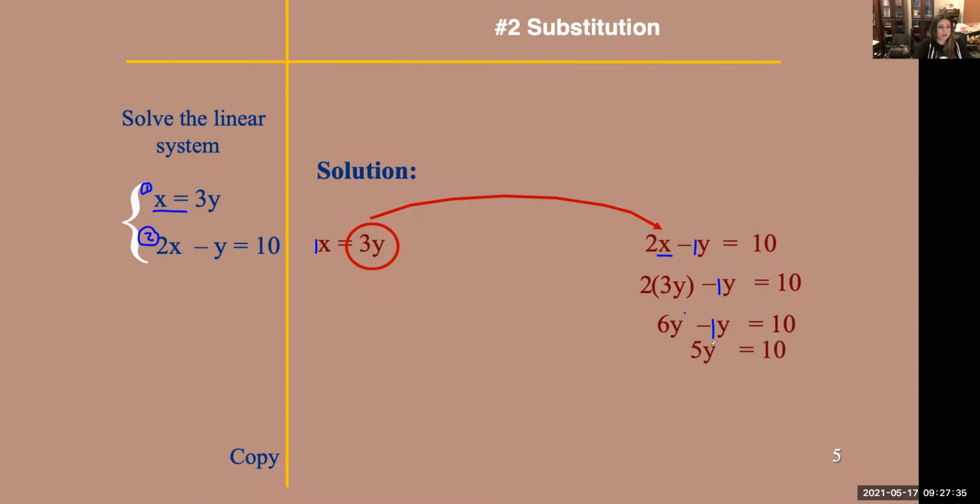Bring down that 10. How do I get rid of that 5? By dividing both sides by 5. And I get y equals, 5 goes into 10 two times. So again, this is half of our circle. So we're going to take that 2. And what are we doing with that? That's right. We're going to go woo, and we're going to plug it into that y. So I get x equals 3, and instead of y, we're going to plug in that 2.